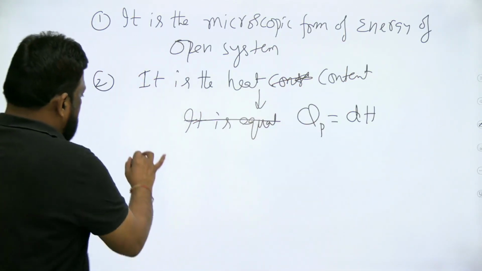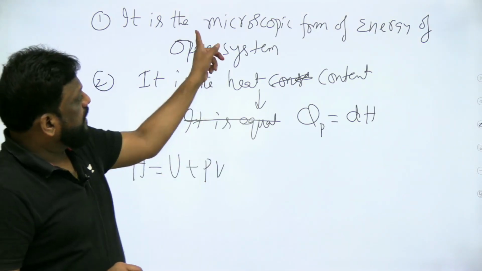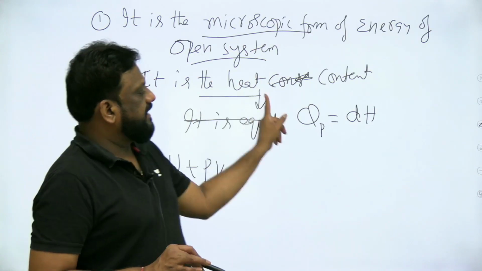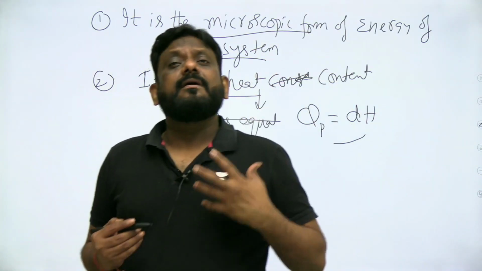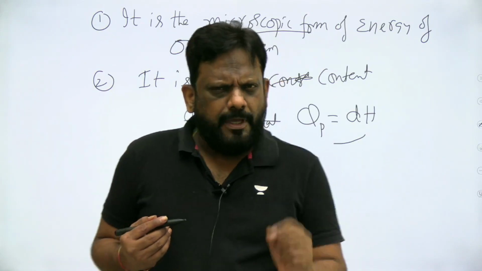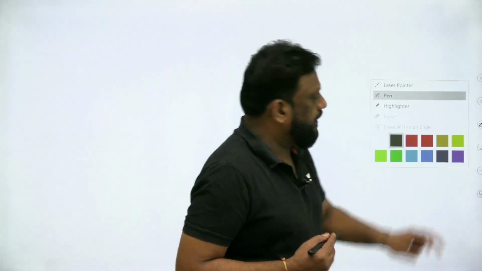So the generalized equation is, mathematically, U plus PV, and physically it is the microscopic form of energy for an open system, and it is the heat content for a closed system. Mostly we'll be using this in refrigeration, air conditioning, and power plants. So, I'll show you a small point and I'll close it.